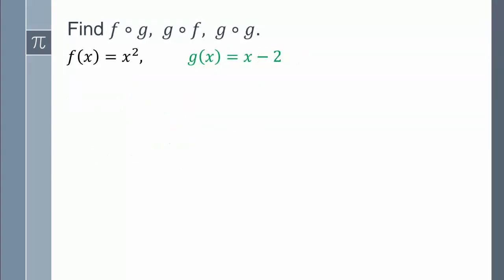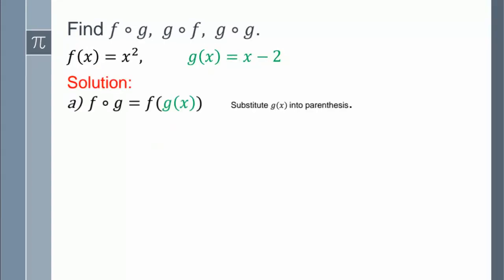Okay, let's try a different one. Here f of x is x squared and g of x is x minus 2. So we have f composed of g. Again, g is going to be my inside parentheses. I'm going to substitute g of x with x minus 2, and then evaluate the function f at x minus 2. So I'm going to replace my x here with x minus 2, and so I get x minus 2 squared.